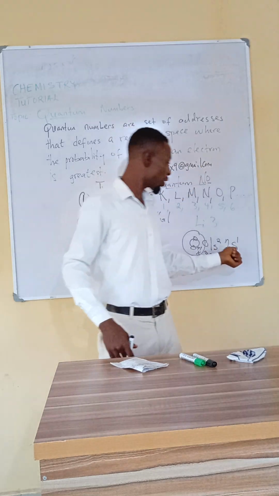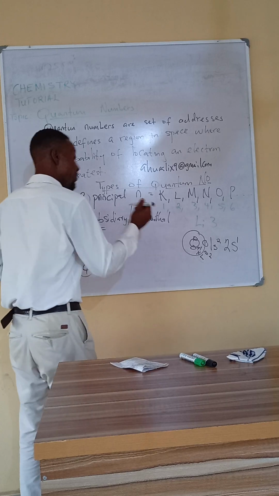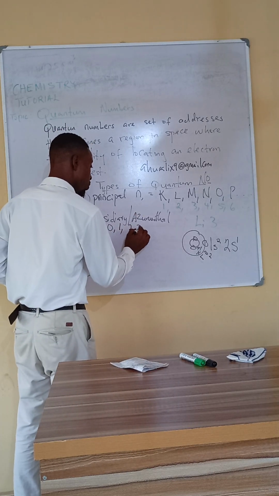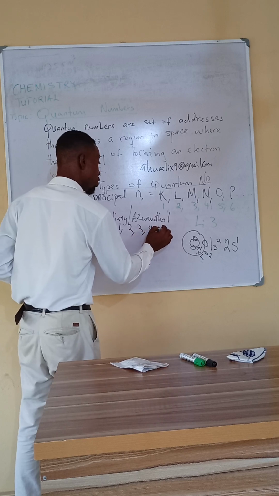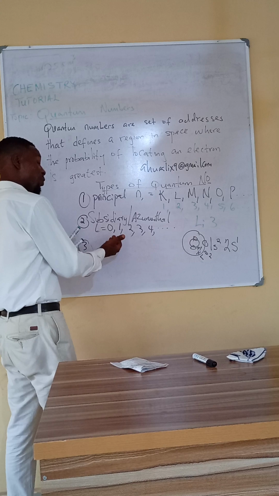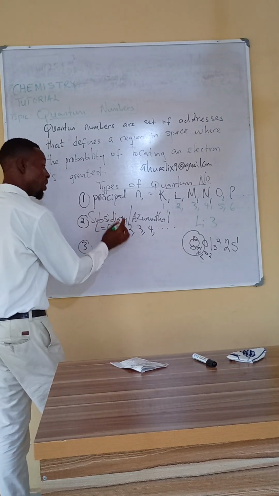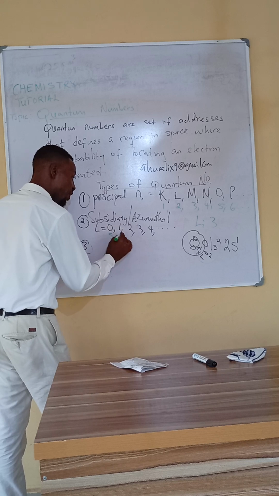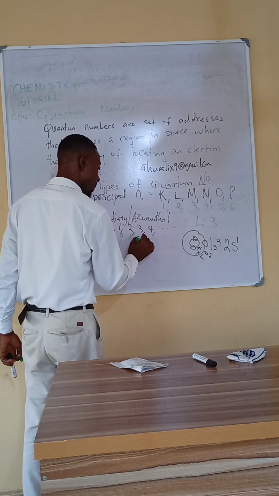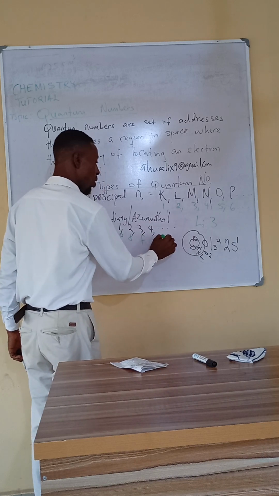This orbital should be S. And as such, it also takes values ranging from 0, 1, 2, 3, 4, so on and so forth. When the subsidiary quantum number takes the value of 0, it's talking about the S orbital. When it takes value 1, it's talking about the P orbital. When it takes value 2, it's the D orbital. When it takes value 3, it's the F orbital. When it takes value 4, it's the G, so on and so forth.